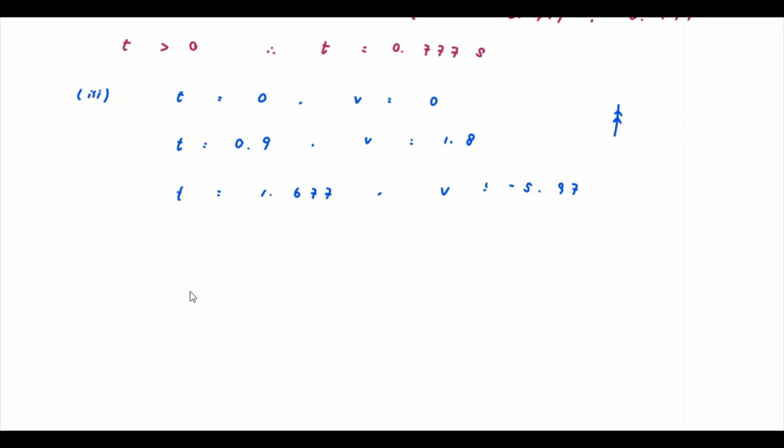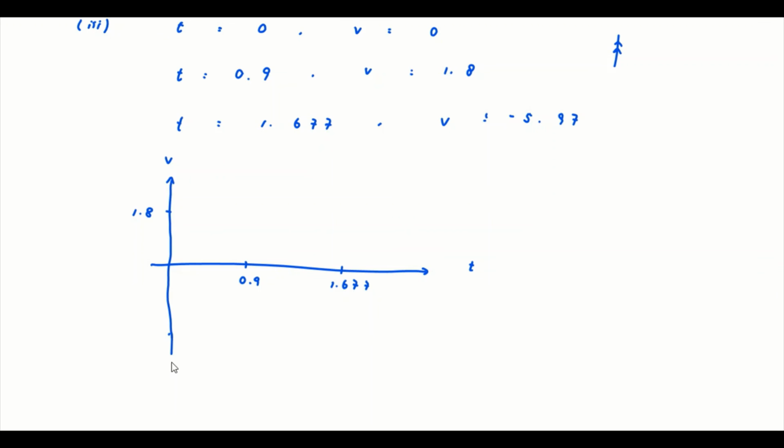So after you get this, you can draw your graph already. Basically you just need a straight line. Here is 0.9. Then here we have 1.677. This is our time axis, so 1.8. This is supposed to be a little bit lower, so negative 5.97. From here to here is under the acceleration of the tension, right? So it's moving up. Then after that, from here to here, it's going down.